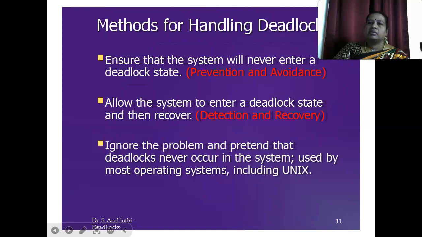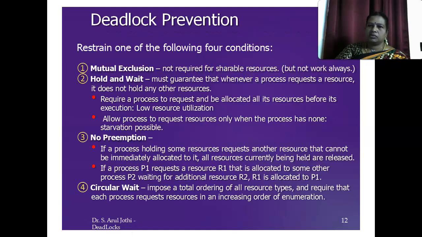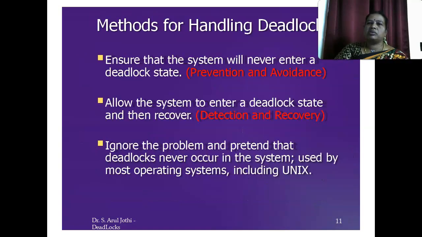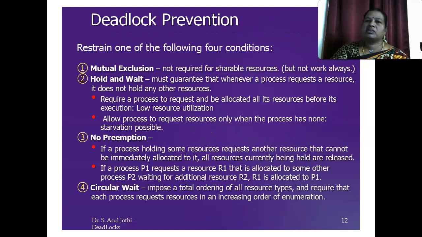So next we are going to see the methods for handling deadlocks. First we are going to see the prevention and avoidance methods that we follow to avoid a deadlock. Next, after a deadlock occurs, we go to the detection and recovery state. And the third one is to ignore the problem if the deadlock occurs, and proceed with the next processes.